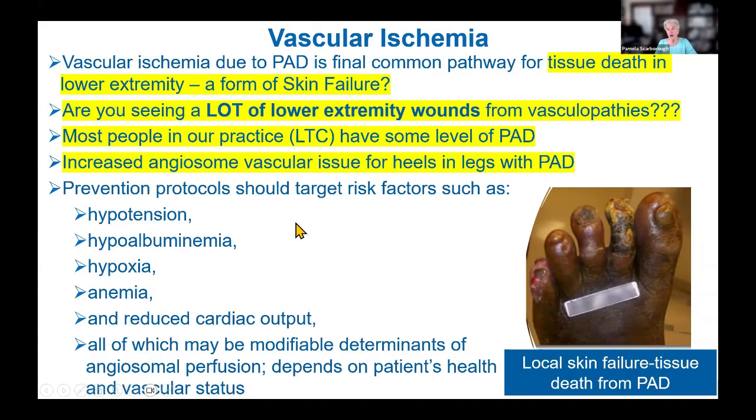So when we look at prevention protocols to try to help these people, we want to try to address the hypotension if we can, the hypoalbuminemia. We want to try to get their nutrition in place. We want to make sure that they're not hypoxic, so you can use your pulse ox to figure that out. Anemia comes from your blood work, and reduced cardiac output you're going to have to get from your cardiologist. All of these can be modifiable detriments of angiosome perfusion, but it depends on that patient's health and their vascular status.